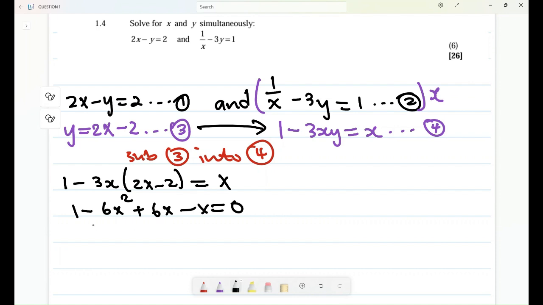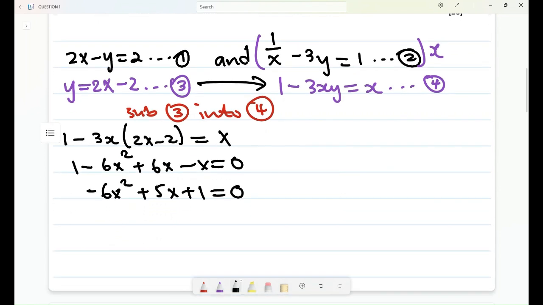Then I want everything to have a positive exponent. Since this one is negative 6x squared, I'm going to take everything to the other side. Let me do this, it's fine. I'll say it is negative 6x squared, and this minus this is going to be plus 5x plus 1, equal to 0. Then I divide by negative 1, and I get this.